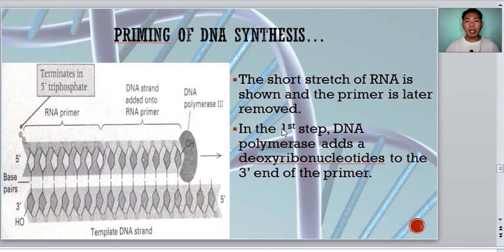As I have mentioned earlier, DNA synthesis needs a primer. So the short stretch of RNA is shown and the primer is later removed. In the first step, the DNA polymerase adds deoxyribonucleotides to the 3' end of the primer. So where is the 3' end of the primer? Here in this portion.